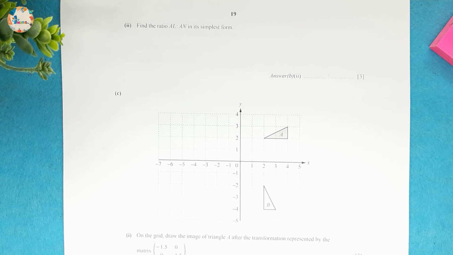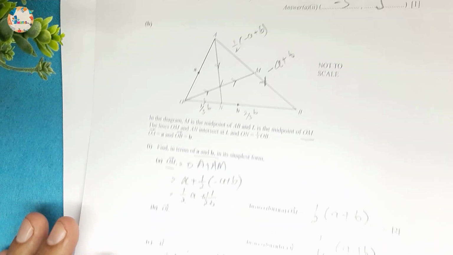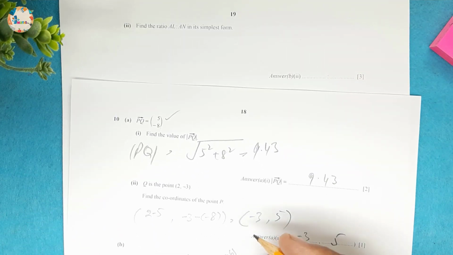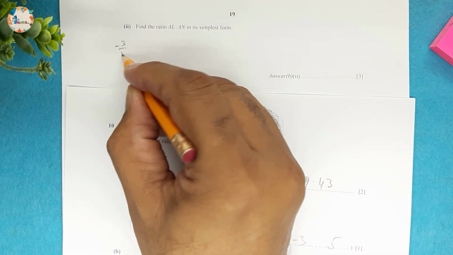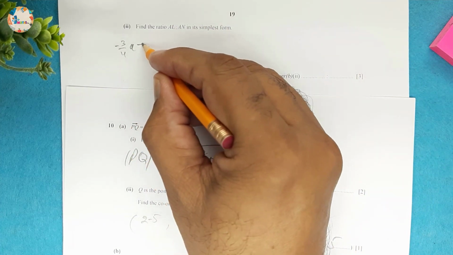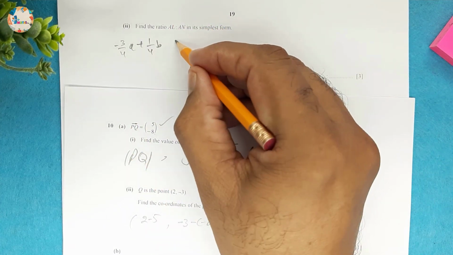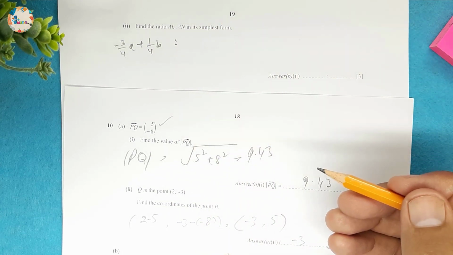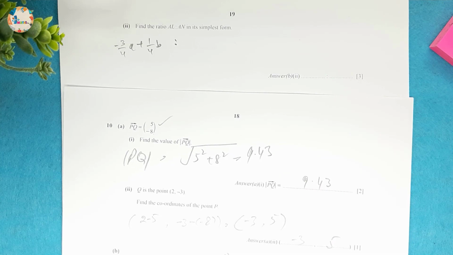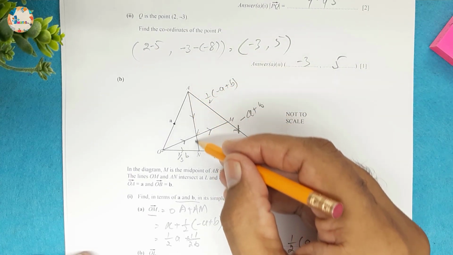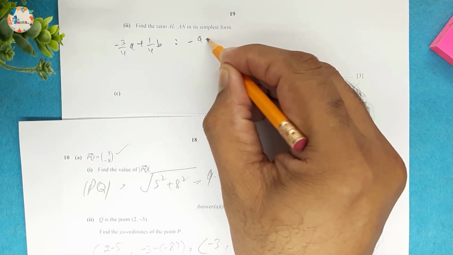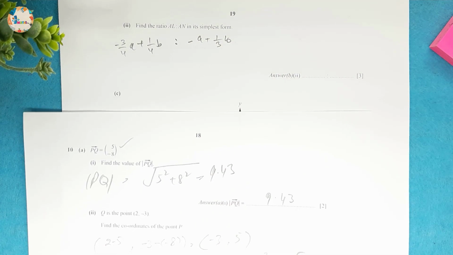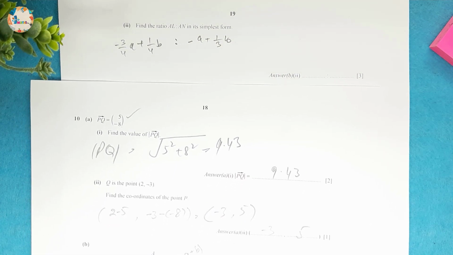Find the ratio of AL and AN in simplest form. So the ratio is required of AL and AN. AL is minus 3 by 4 A plus 1 by 4B. This is AL. For the ratio, AN we have, which is minus A plus 1 by 3B. This will be basically the ratio.